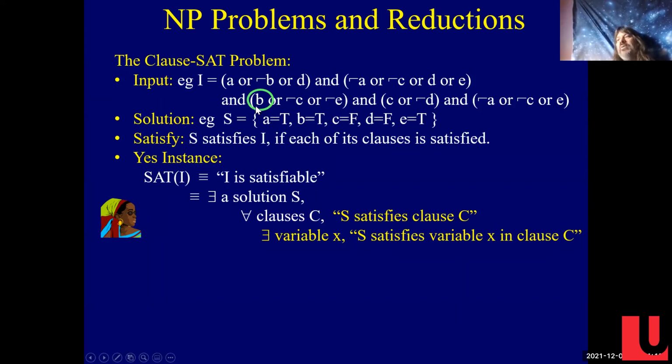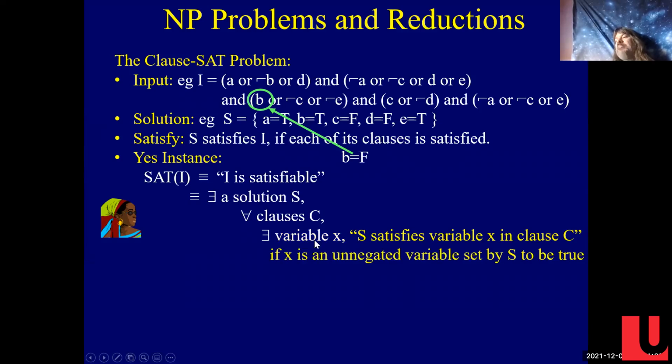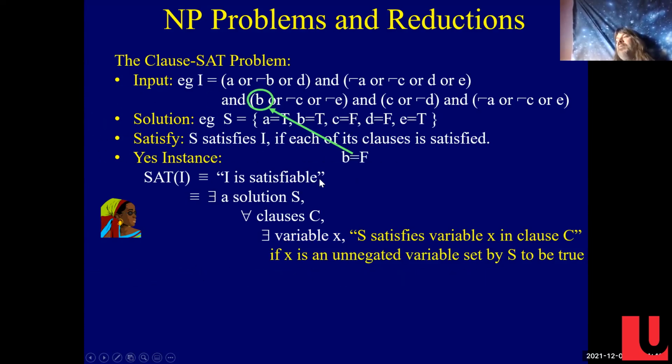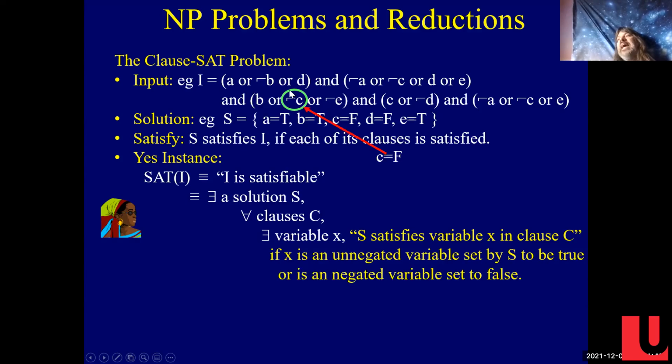There exists a variable here, B. Variable B satisfies that clause, right? And what does that mean? That means either the variable is unnegated and is in the clause. It's here, it's unnegated in the clause, and I set it to be true. Here, I don't know why there's a false there, that's clearly a typo. Or it's negated in the clause and you set it to false, right? Does that make sense?